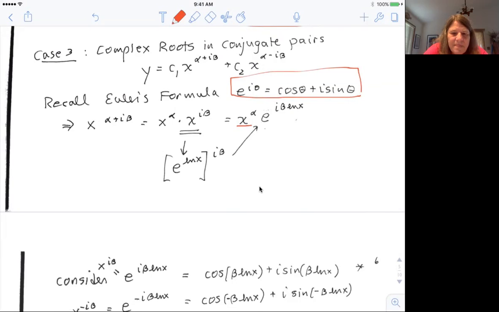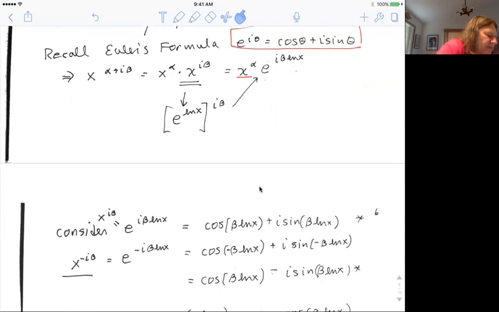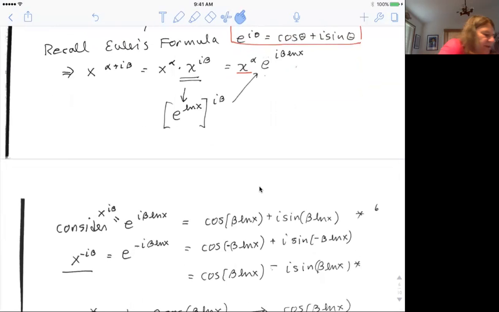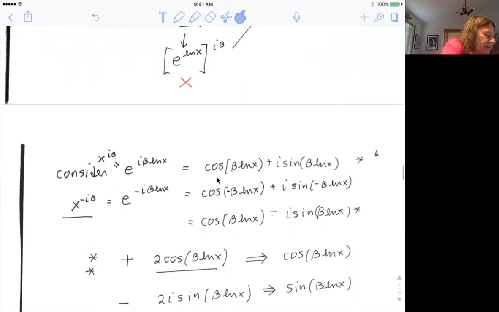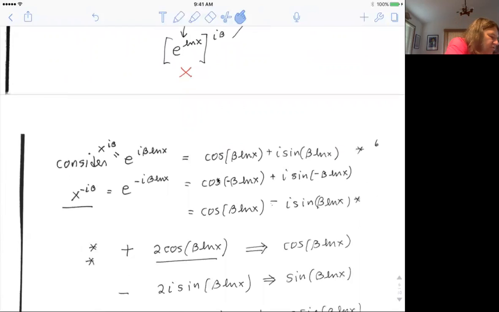Now, if I look at that a little more carefully, again, e to the log x is the same thing as x. So it's the same thing as x to the i beta. Multiplying powers here, I get i beta times log x, and I get something that looks like that. Now I'm going to put it in Euler's formula. Euler's formula says e to the i beta log x, which is what we just showed here, can be written like that.